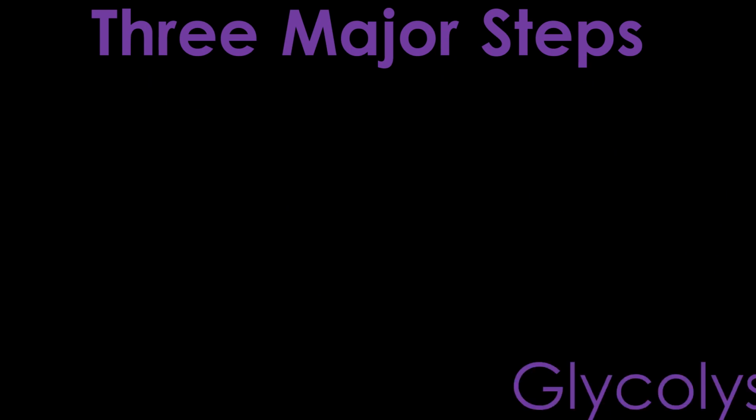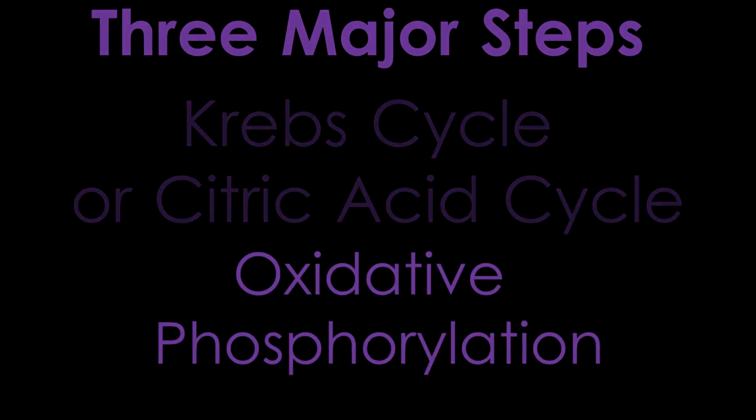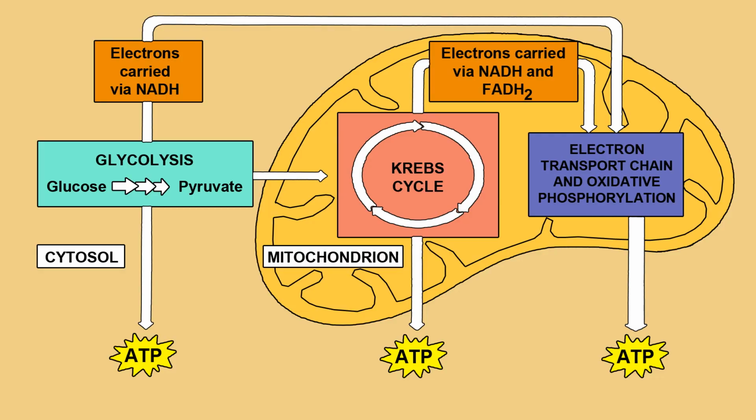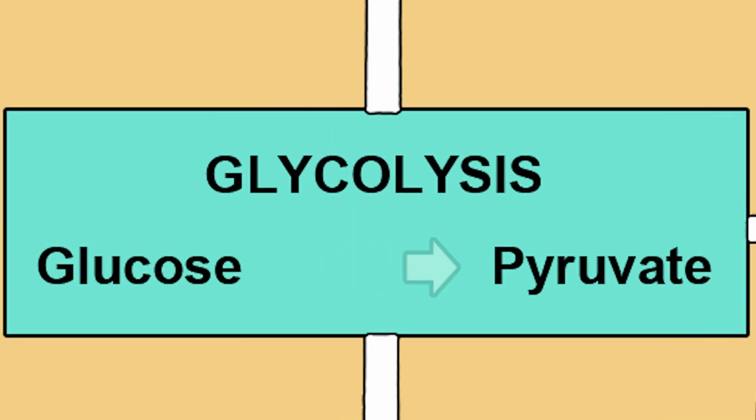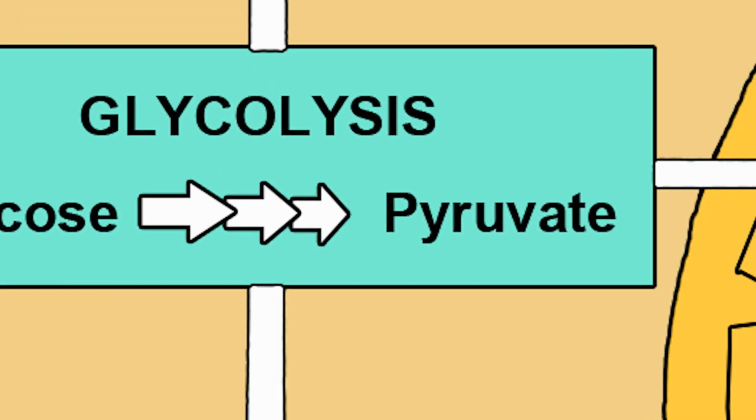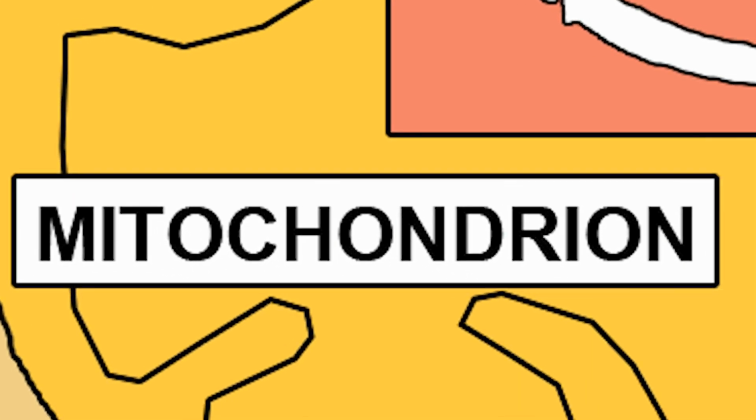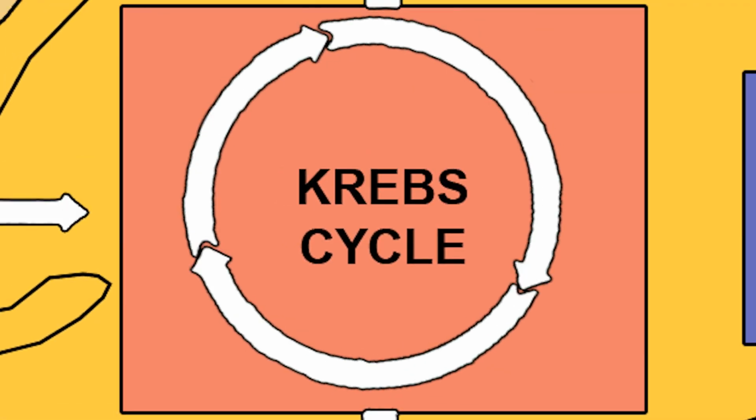Cellular respiration can be broken down into three major steps: glycolysis, Krebs cycle, and oxidative phosphorylation. This is a diagram that shows an overview of the process. Glycolysis, which takes place in the cytosol, breaks down glucose to pyruvate. Pyruvate then goes into the mitochondrion, and a derivative of it enters the Krebs cycle.